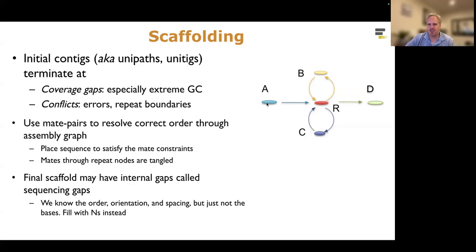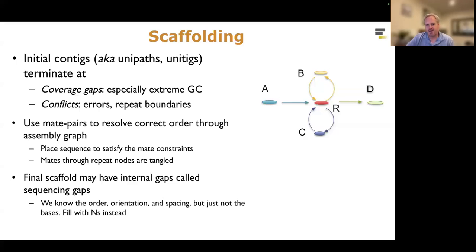Here, the big question is, clearly we need to start at A and end up in D, but it's ambiguous. Should we go A into B and then in C or D, or should we start in A and go into C and then into B or D? So we need some sort of information to resolve the ordering of these different contigs and how often we need to visit them exactly.